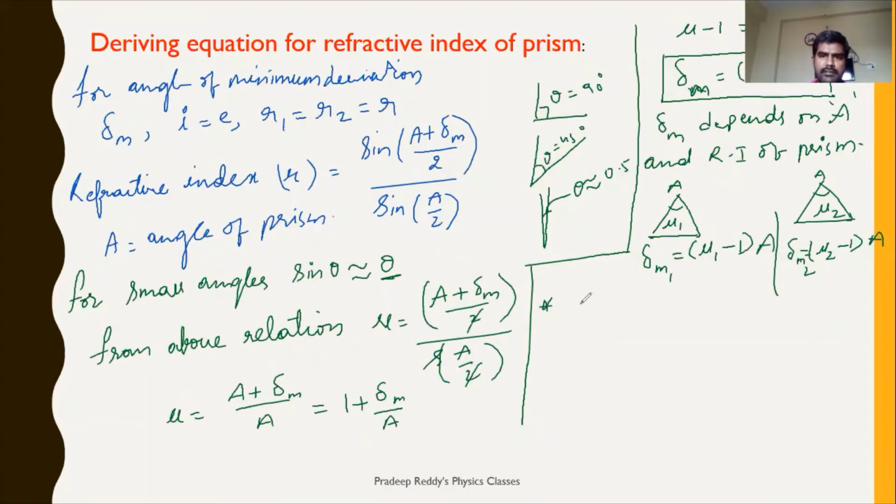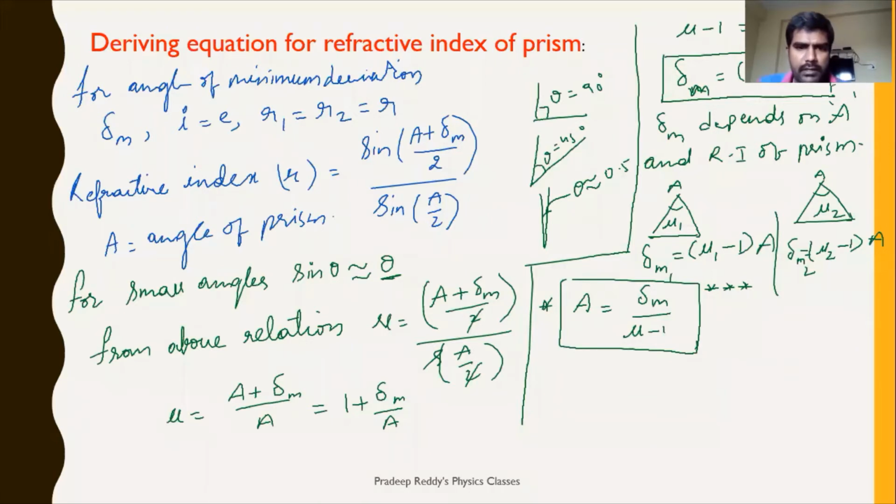I can write this as A is equal to delta m divided by (mu minus 1). This is also even the same relation, right? So one is this one and the other one is this. So we will be using one important conclusion from this part in the next slides and the coming lecture. It is that, depending on the refractive index, the angle of deviation changes. For different refractive indices, you will have different angles of deviation.